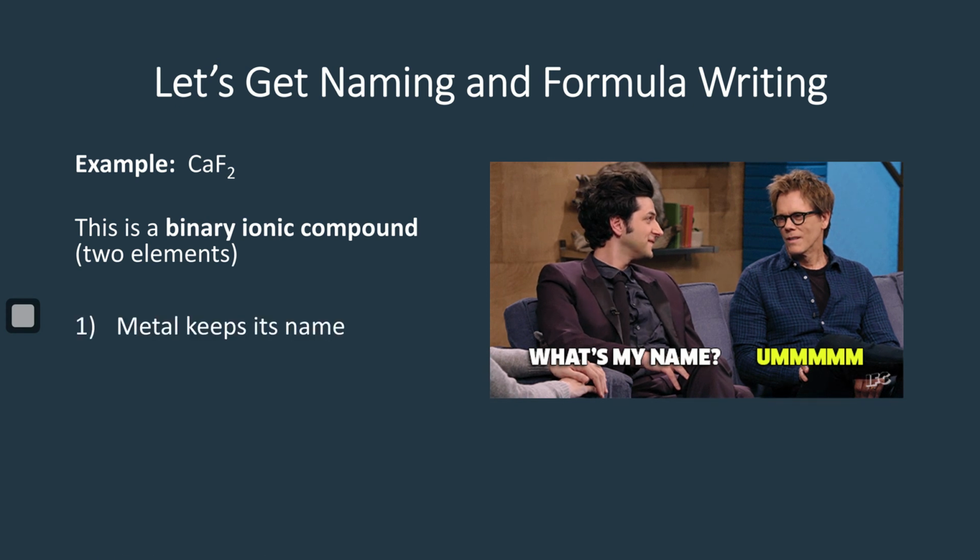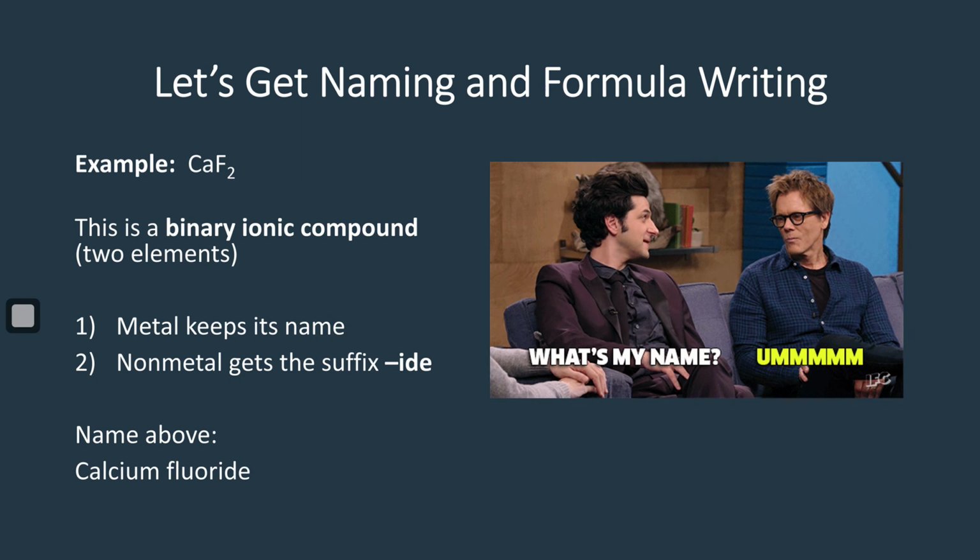Okay? The metal will always just keep its name. The nonmetal will add the suffix "ide" to it. Okay? And that's it. So to name this compound, we would just say calcium fluoride. Done. We're not paying attention to the number at all. We'll figure that out in a minute, where that number comes from. If I'm naming just a binary ionic compound, where I have a metal and a nonmetal, a cation and an anion, I just give the metal its name, calcium, and then I change fluorine to fluoride.